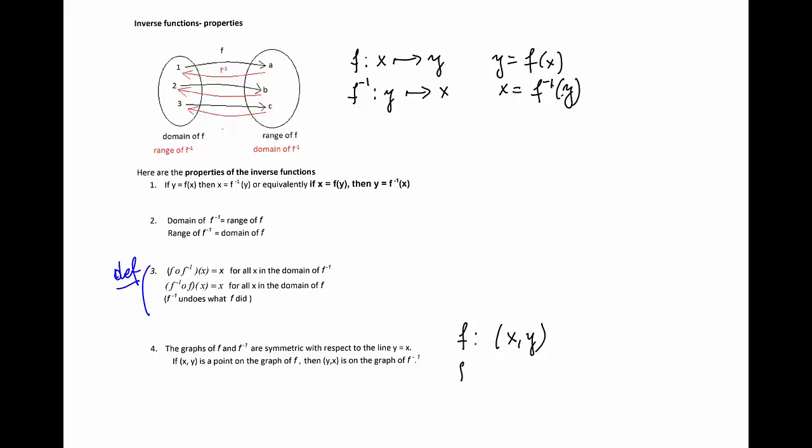Now, if I'm looking at f inverse, I'm also looking at the inputs and outputs, but for function f inverse, y becomes the input and x is the output. Function f inverse switches inputs with outputs. So if the point (x, y) is on the graph of the function f, then the point (y, x) will be on the graph of the function f inverse. Points (x, y) and (y, x) are symmetric with respect to the line y equals x, and therefore the graphs of the functions f and f inverse are symmetric with respect to the line y equals x.